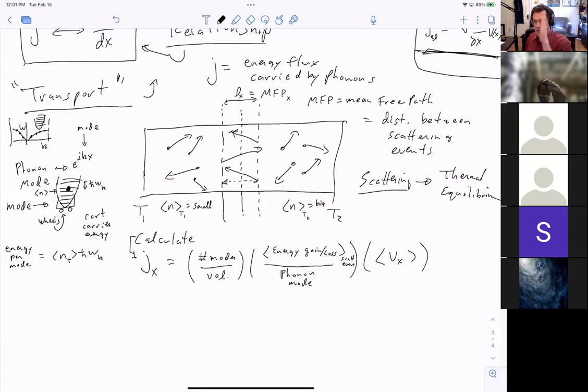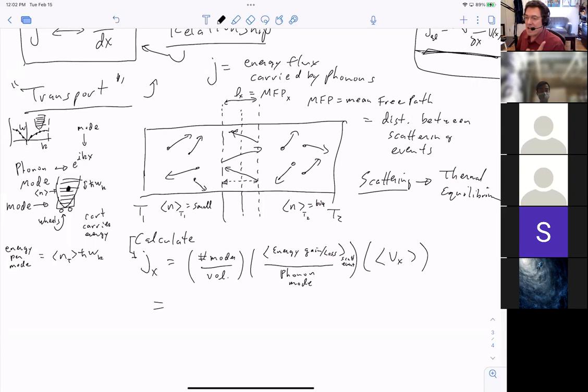So that's like an approximation, but we just say that we're in thermal equilibrium at every point in space. Okay. So now let's plug in what those things are. And we see that the density of phonon modes is, let's consider the phonon modes in one direction going from right to left.